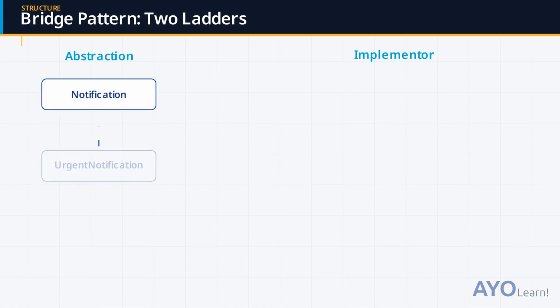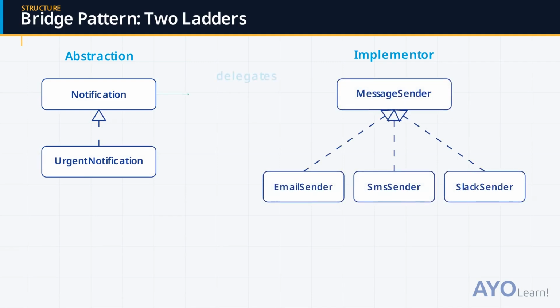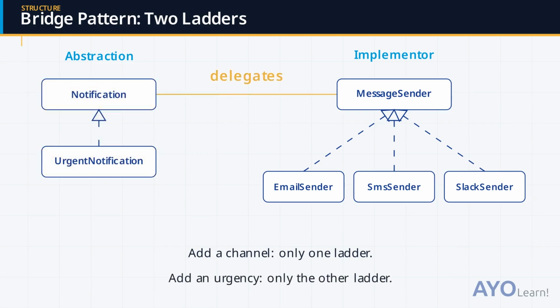Two separate ladders. The first, notification, refined by urgent notification. The second, message sender, with email sender, SMS sender, and Slack sender. Notification holds a message sender and delegates the sending. Add a channel, you touch only one ladder. Add an urgency, only the other.